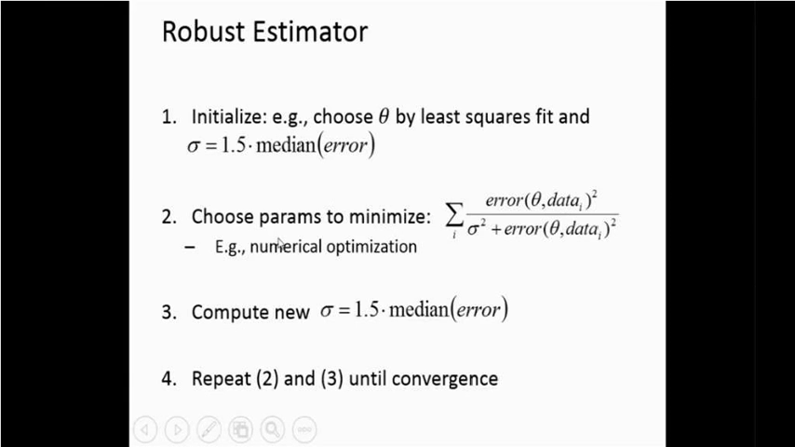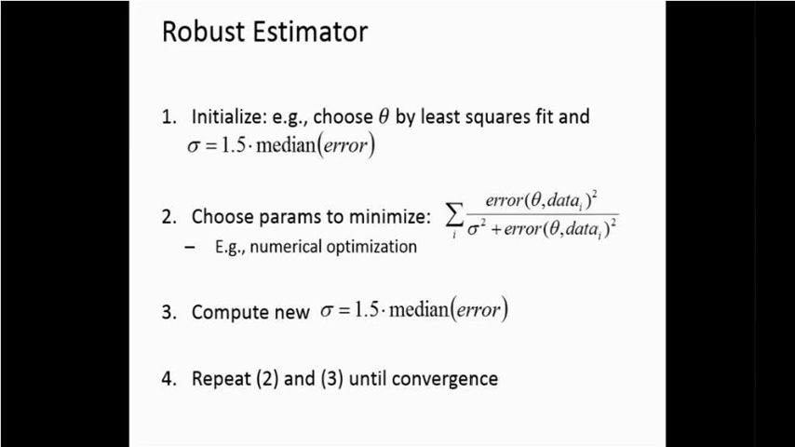Then you choose the parameters to minimize this error function. The error will peter out to 1 as you get larger and larger. You can just do this using gradient descent, for example, some kind of numerical optimization. Then you compute the new sigma. Now you're going to have a smaller median error, typically. So you compute a new sigma, then choose the parameters that minimize your robust error, and you keep on repeating steps 2 and 3 until you converge.